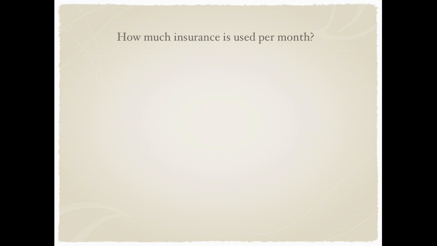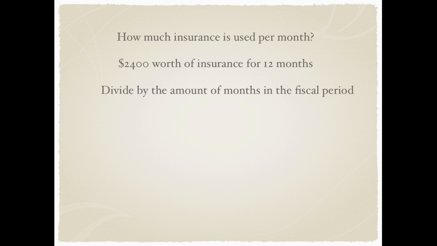So first, we have to figure out how much insurance is used up per month. We have $2,400 worth of insurance for 12 months, okay? And what we have to do is divide the amount by the number of months in the fiscal period. So we divide 2,400 by the number of months in our fiscal period, which is 1 year, so that's 12 months. So that's 2,400 divided by 12. That gives us $200 per month.